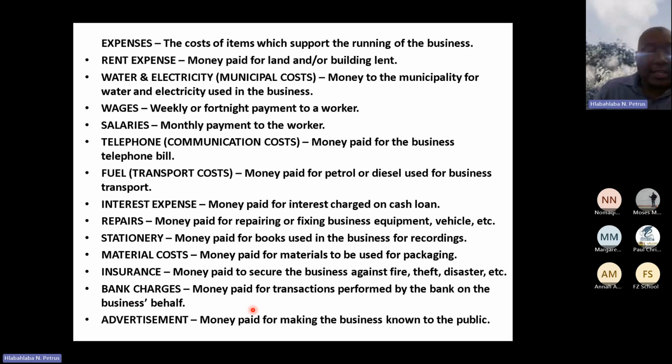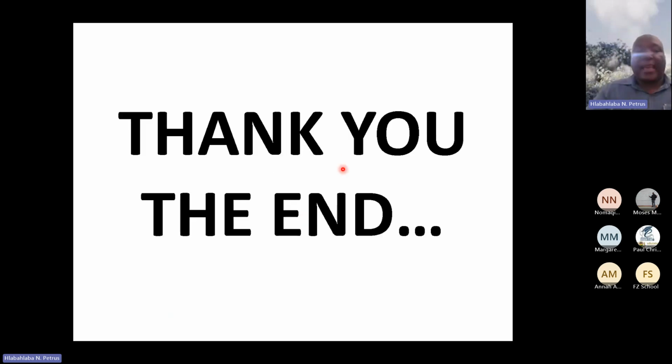And then lastly, we have advertisement so that our product can be known. We must advertise our product. When we advertise our product on television, radio, or social media, we are expected to pay for that advertisement. So money paid for making the business known to the public. So these are all the expenses that we are paying for the running of the business, learners. And that is the end.